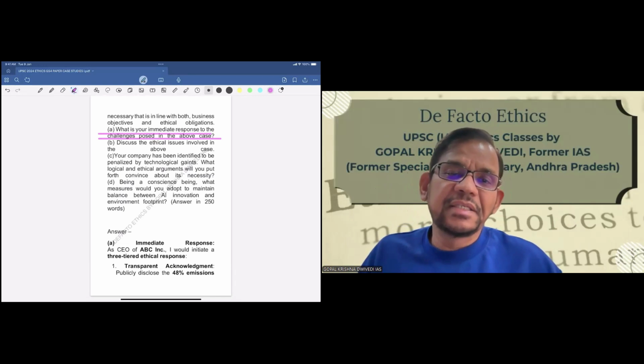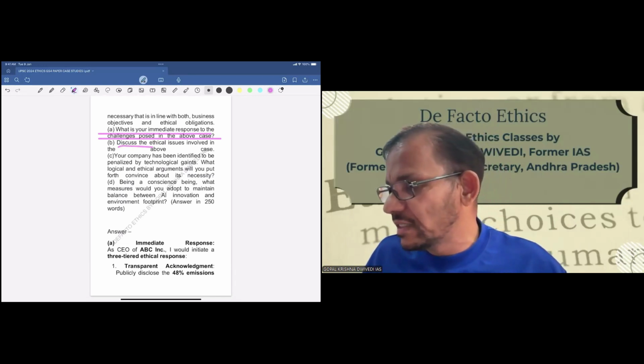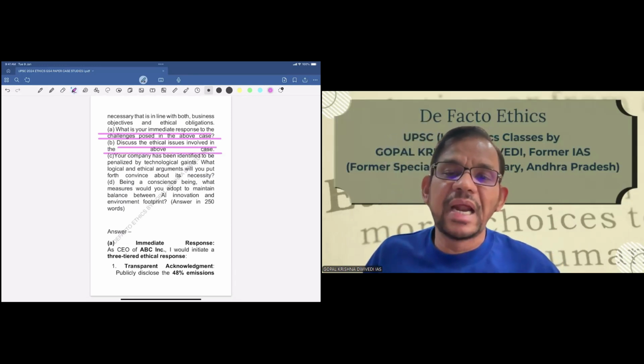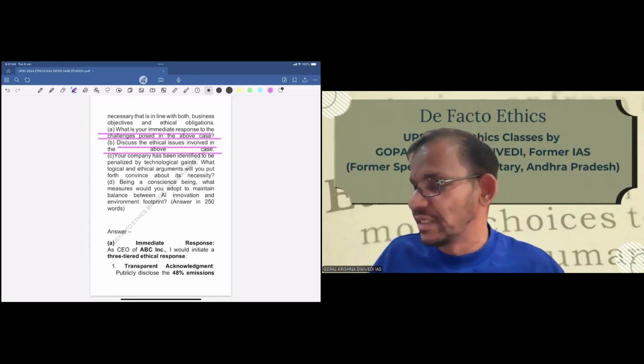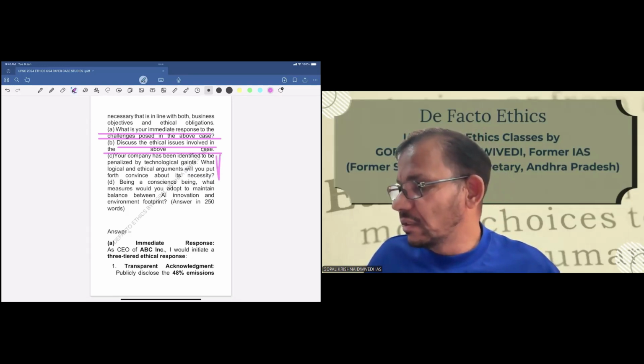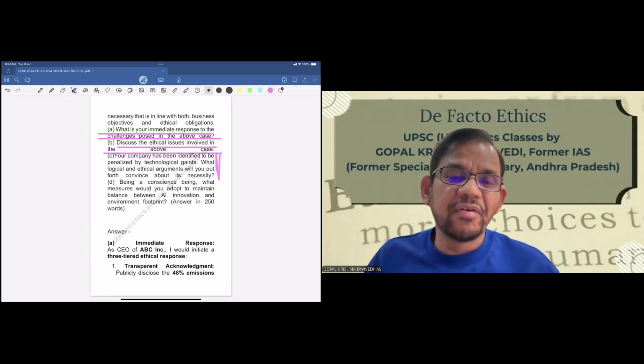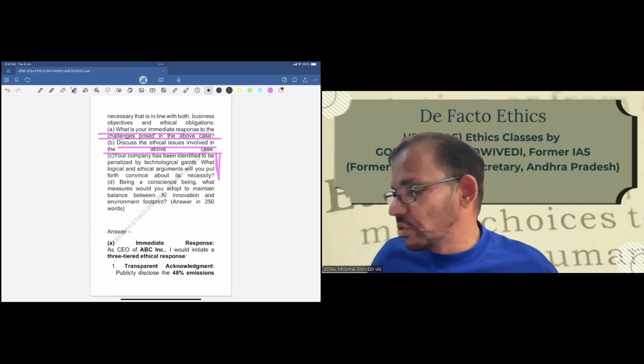Second, B says discuss the ethical issues involved in the above case. So B clearly says that discuss the ethical issues involved. C, your company has been identified to be penalized by the technological giants. What logical and ethical arguments will you put forth to convince about its necessity? So this is the third, C part. And the fourth part is, being a conscious being, what measures would you adopt to maintain balance between AI innovation and environment footprint? So this is the fourth part.